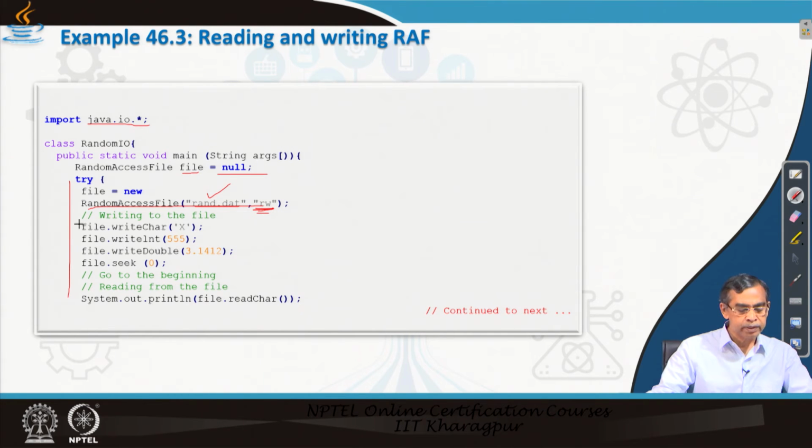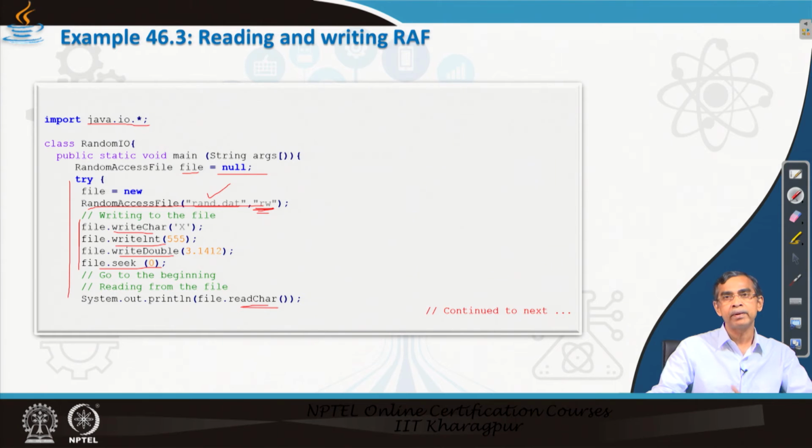Then you can follow a few statements. writeChar writes a character into the file, then writeInt and then writeDouble. After writing, we position the file pointer to 0 with seek. Then System.out.println with file.readChar. Till this point it is writing mode, and coming here we are in reading mode. So, the same file can be read and written in the same way.